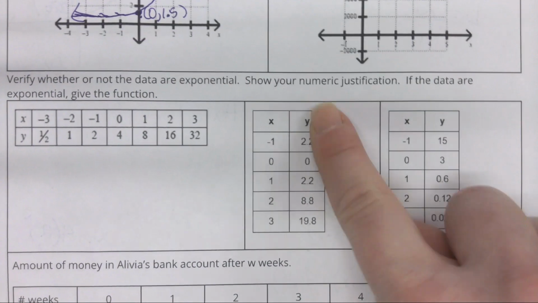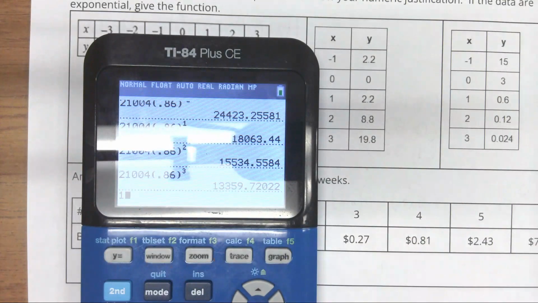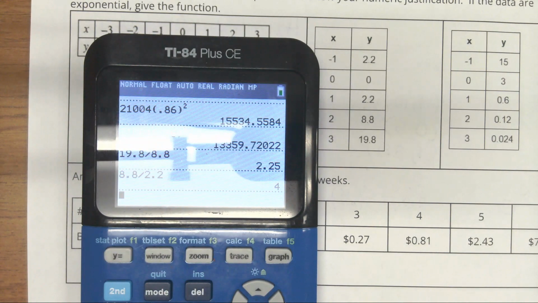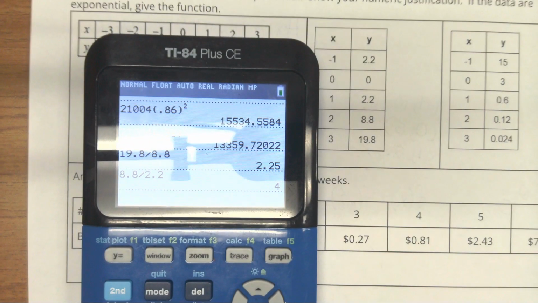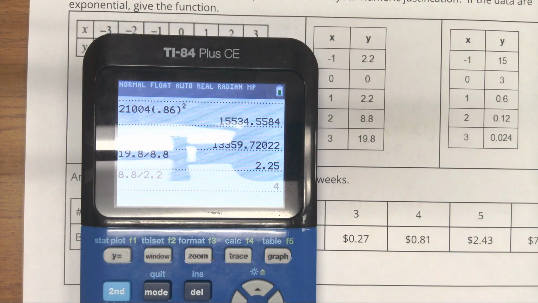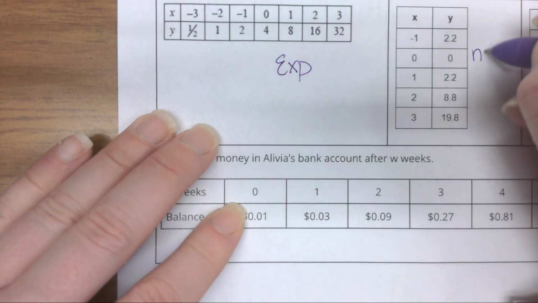Like something like this. This is not exponential. I can tell right off the bat. I'll show you why. Start at this end. Take 19.8 and divide by 8.8. 19.8 divided by 8.8. I get 2.25. But then if I did 8.8 divided by 2.2, I don't get 2.25. If these were multiplied, that's what I mean by the ratios should be the same, not exponential. That's exponential. This is not exponential.